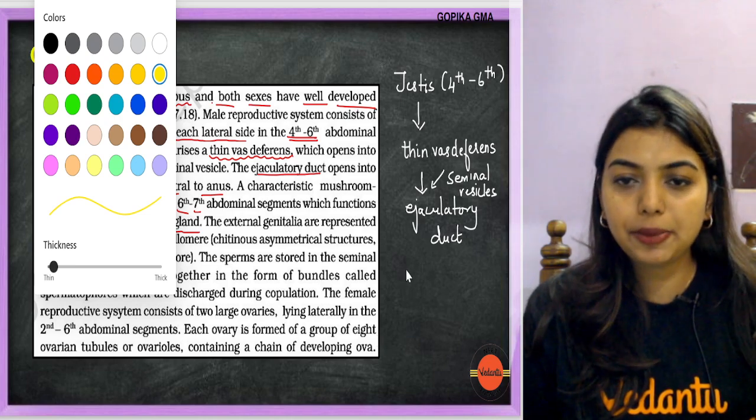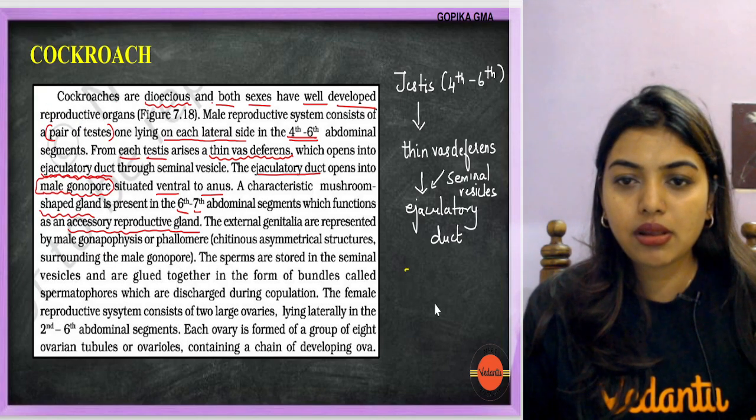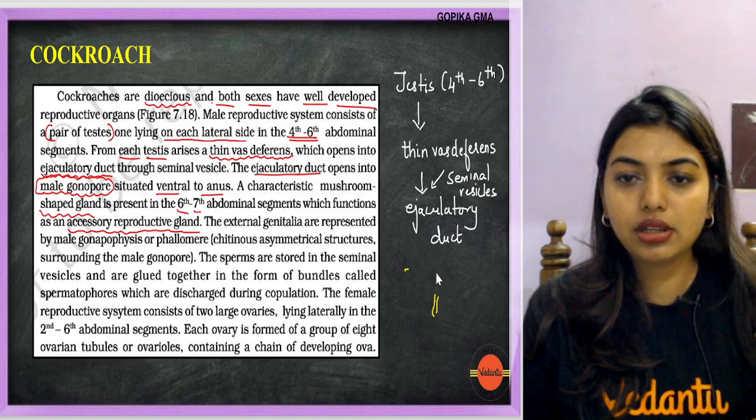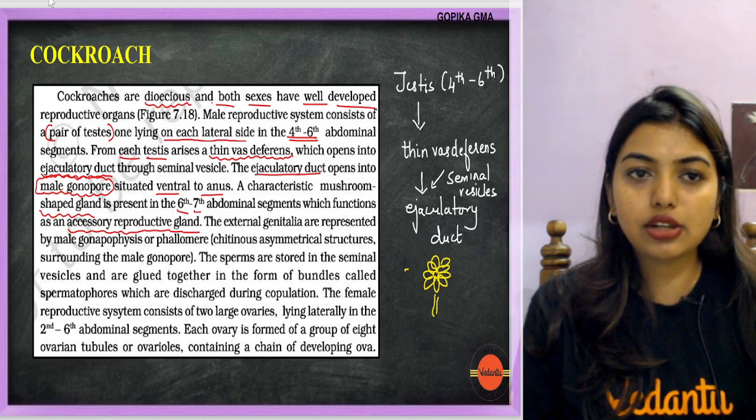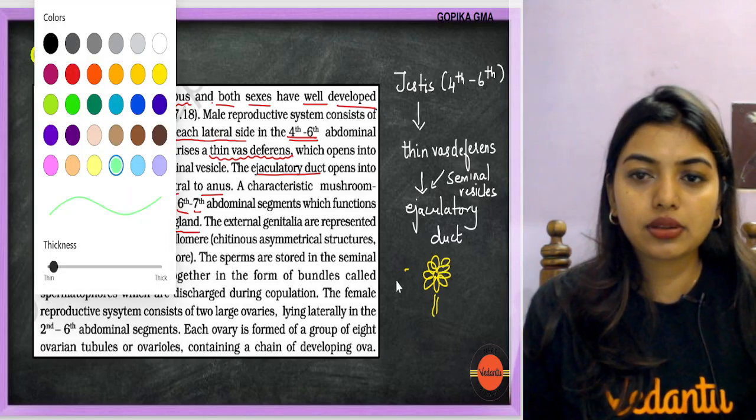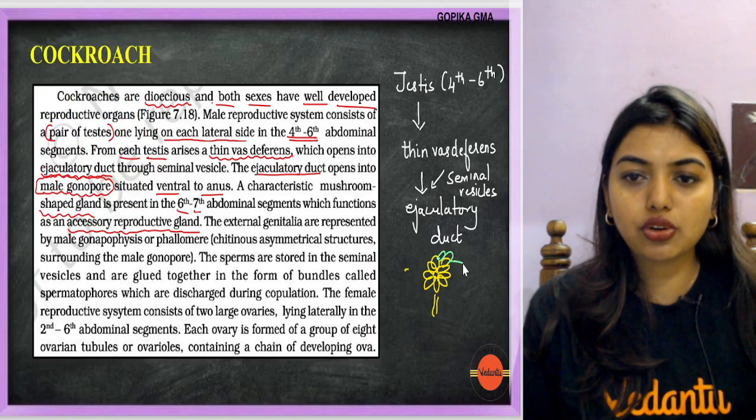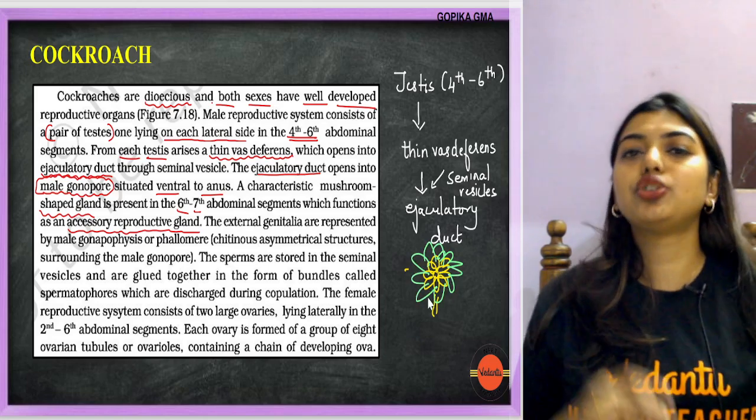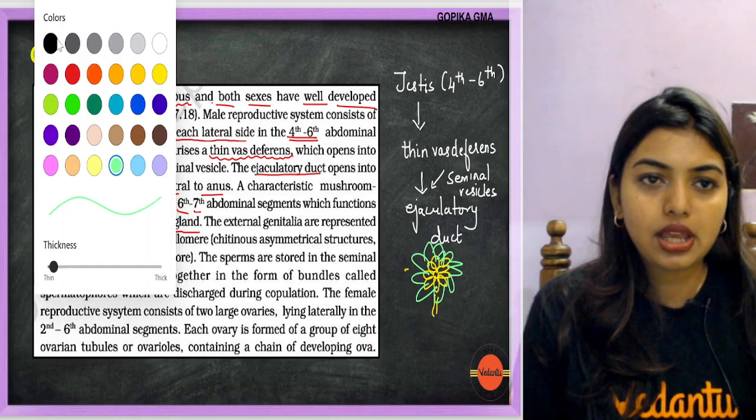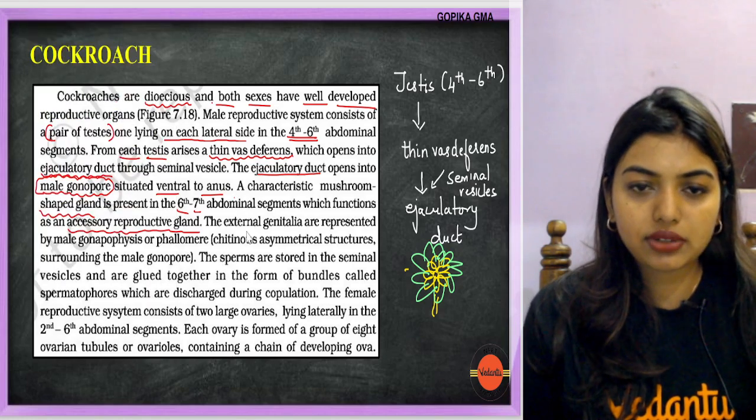Let's say in between here, there is going to be a mushroom gland which has short tubules and long tubules. Drawing in two different colors. These are the short tubules, these are the long tubules. Short tubules and long tubules together make your mushroom gland. I'll show you the diagram, you will not have confusion now.